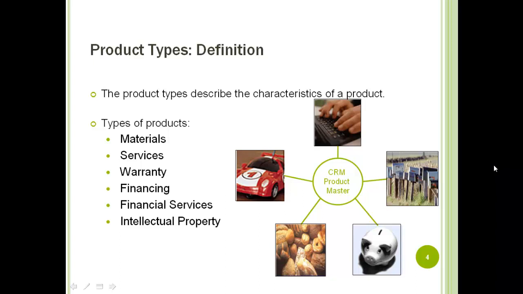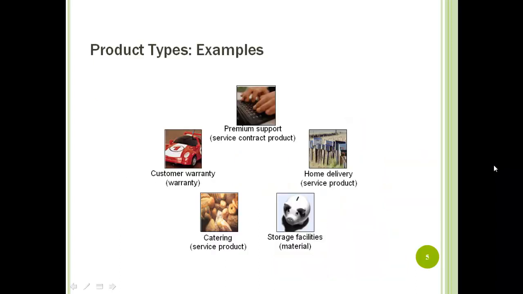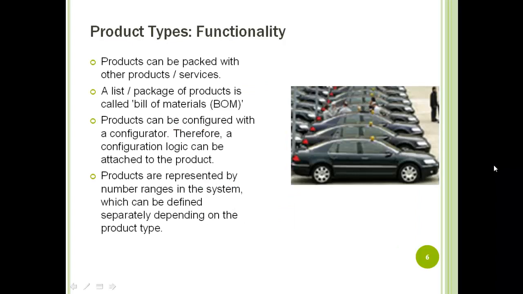Intellectual property is intangible property that is the result of creativity, such as patents, trademarks, or copyrights. Intellectual property can consist of various components, which in turn are independent intellectual properties. Okay. So these are some of the product type examples that you can see. Premium support is a service contract product, home delivery is a service product. Now storage facilities is a material, catering is a service product, customer warranty is a product of type warranty. Okay. So what are the functionalities of a product?